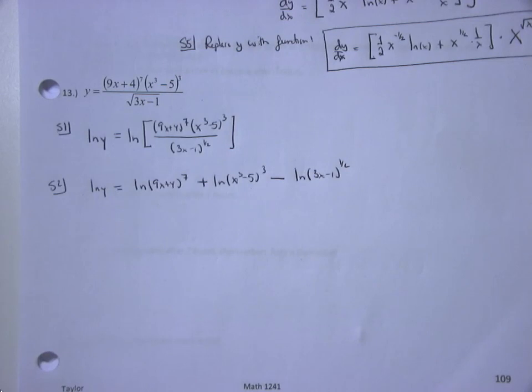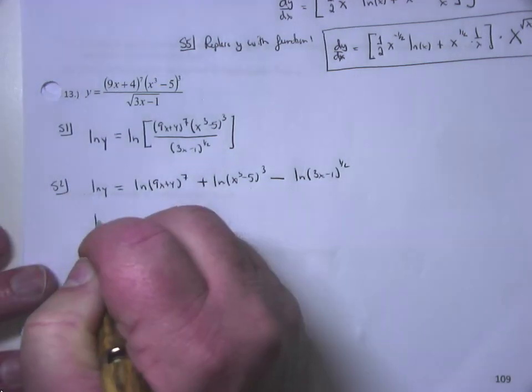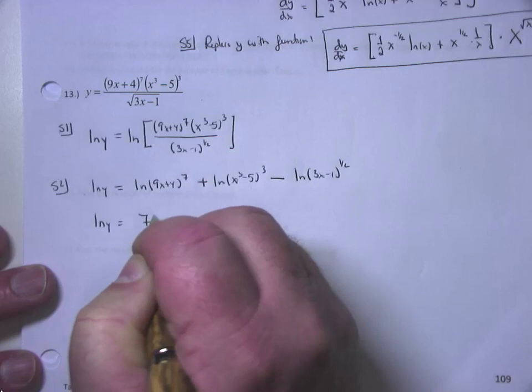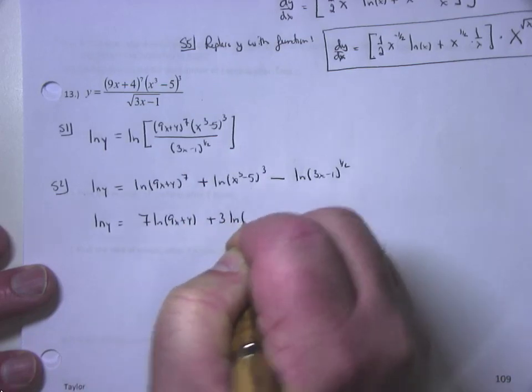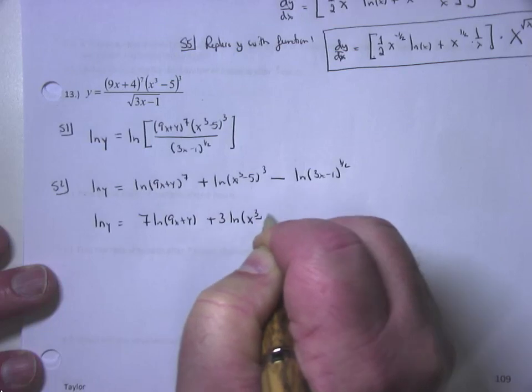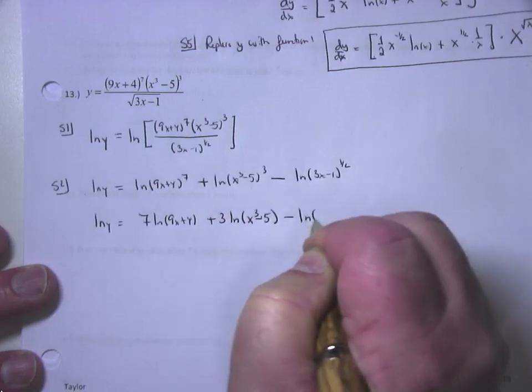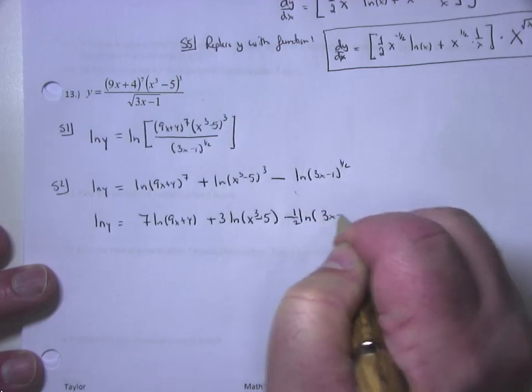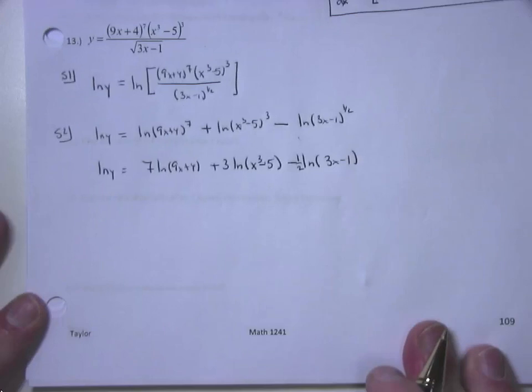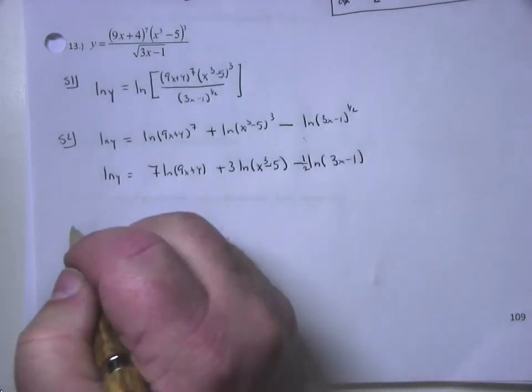Does that make sense? But we're not done cleaning up yet because where do these powers get to go? Out front, which really helps us out with the old chain rule aspect of this thing. So I keep cleaning it up. The natural log of y equals 7 times the natural log of (9x plus 4) plus 3 times the natural log of (x cubed minus 5) minus 1/2 times the natural log of (3x minus 1). Now, we're ready for calculus.